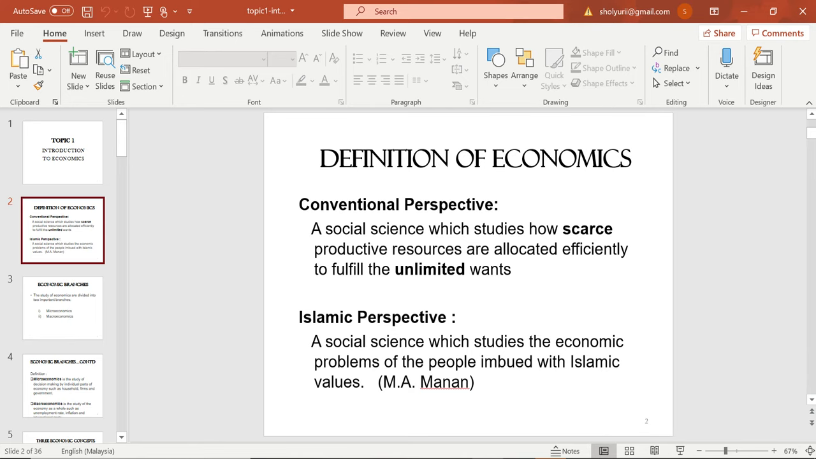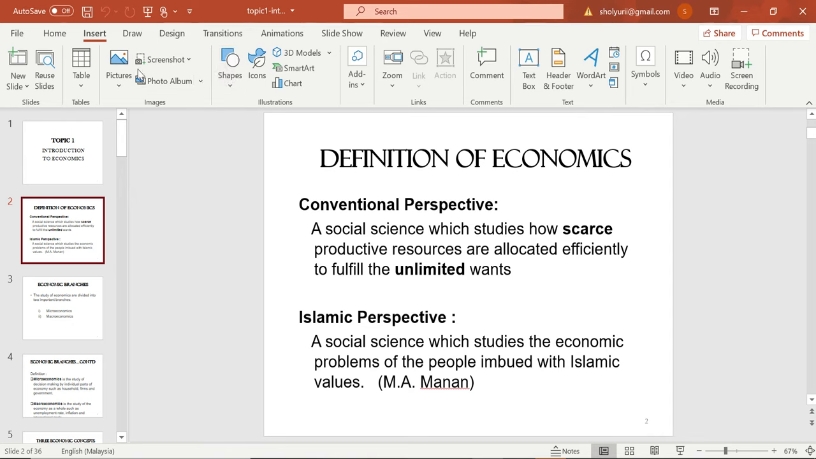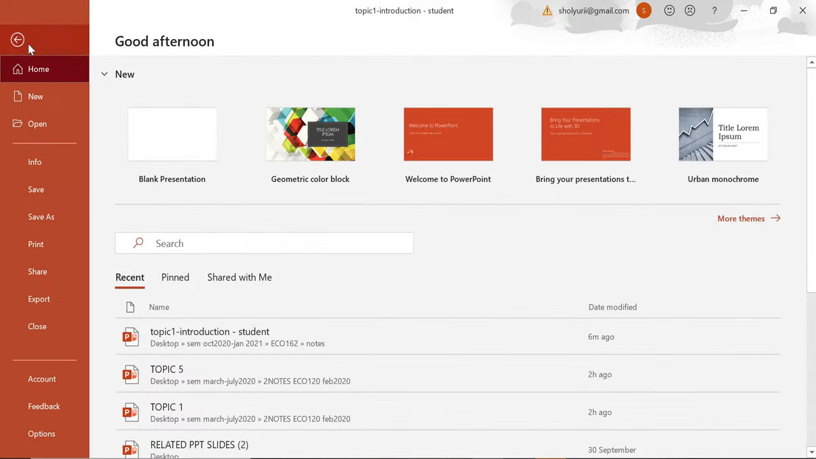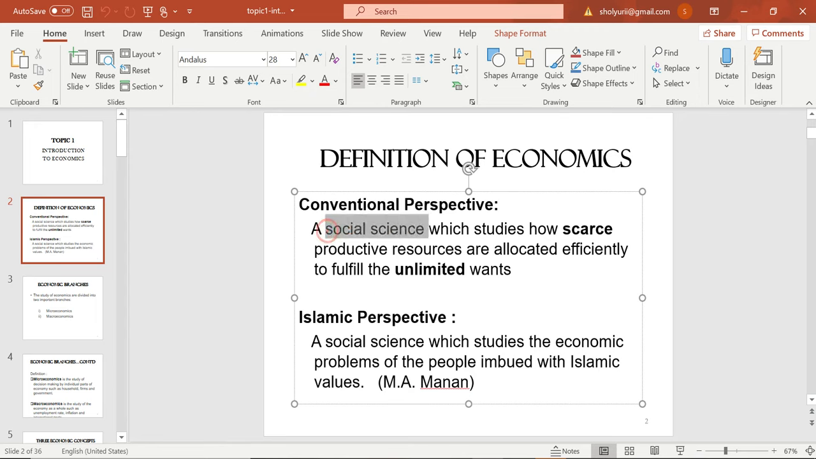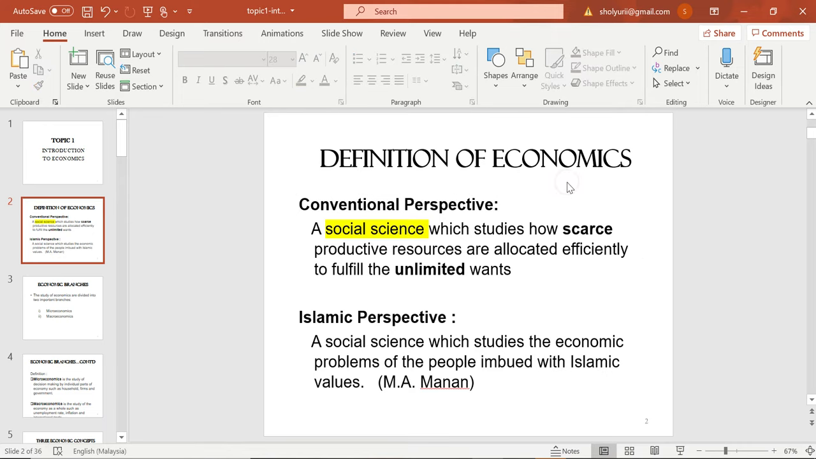Definition of economics. So economics is a social science that studies how scarce productive resources are allocated efficiently. Okay, so here you can see it is a social science. So what does it mean by social science? It's different from the science you go to the class, yang ambil science stream lah. Dia berbeza because social science is a study about human behavior, tingkah laku manusia. Okay, and why do we need to study about human behavior?